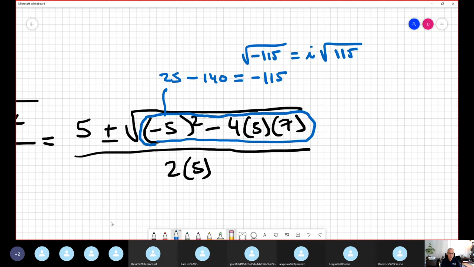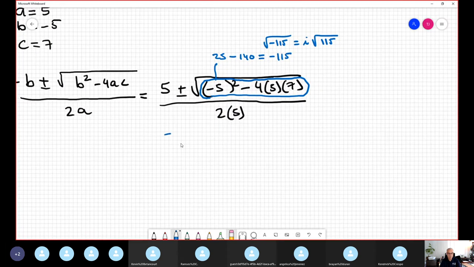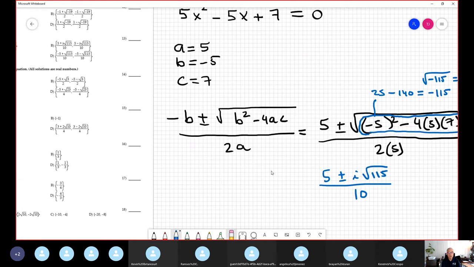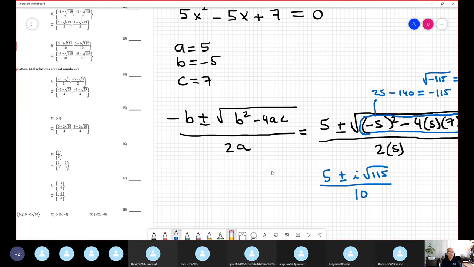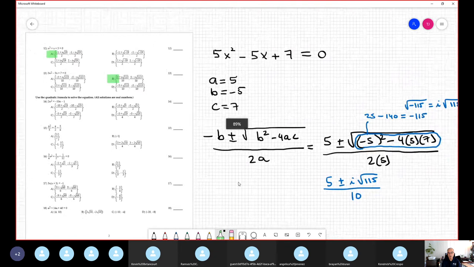Yeah, it's a weird number, right? I suppose you leave it like that. This is 5 plus or minus i square root 115, divided by 10. Yeah. So minus b... Let me check it just in case. Oh, no, it's positive b, because 5 is positive. Okay, good. Okay, super.